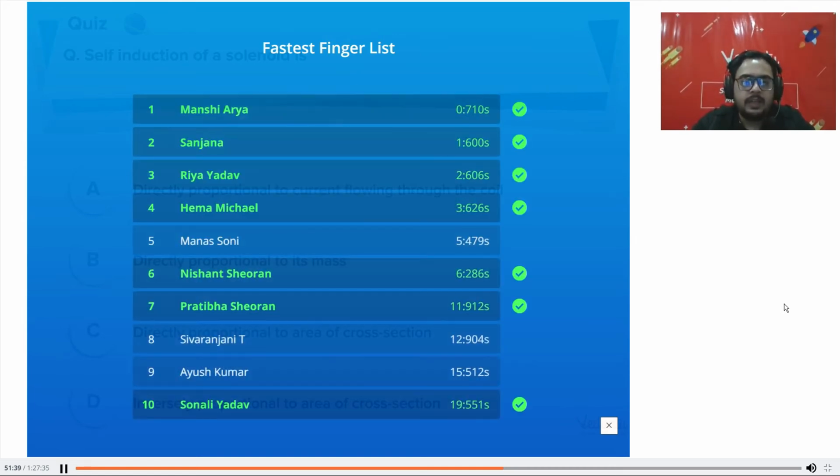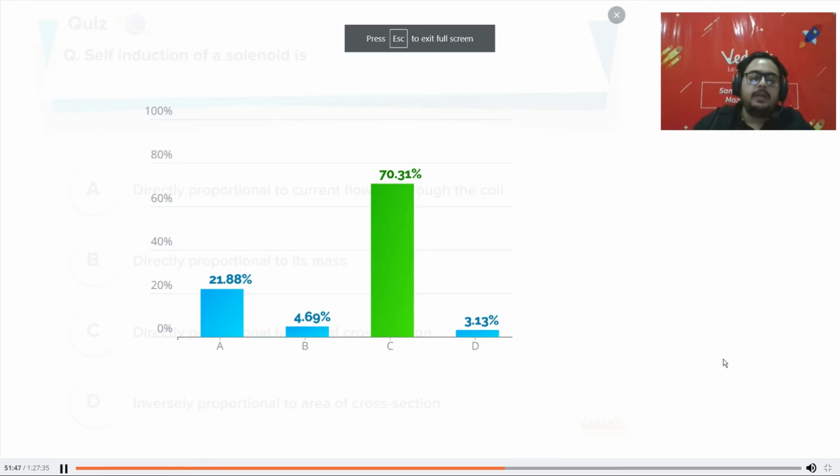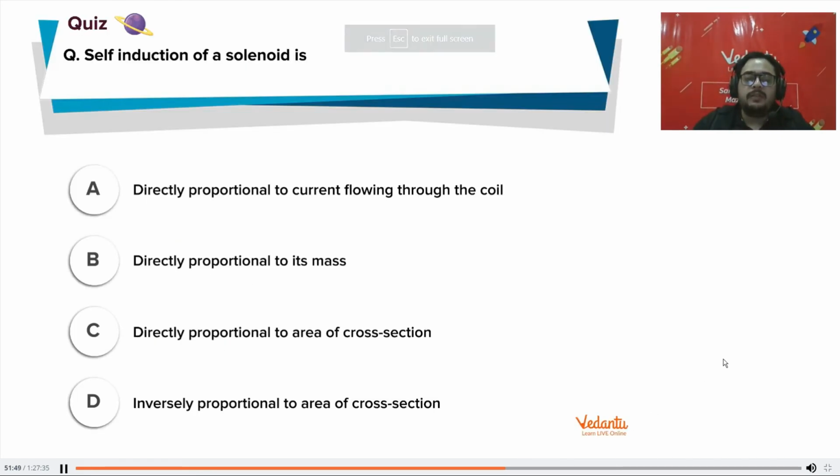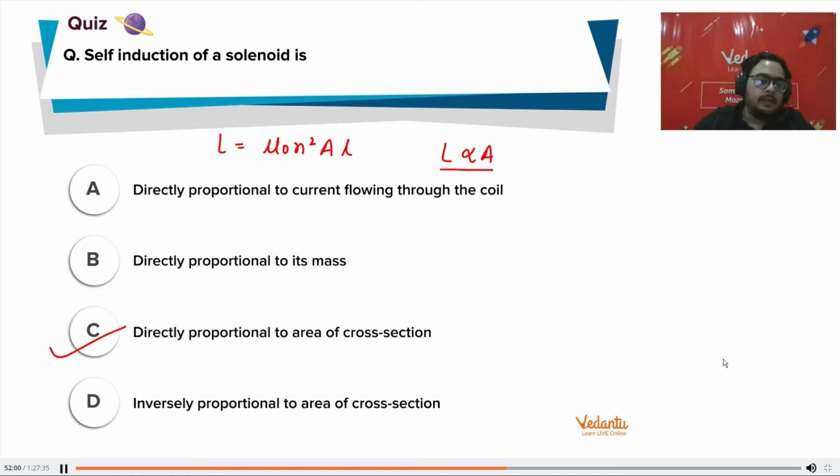Kishan, Yuvraj, Sherdil, Anish, Tarun, Nagnath, Harshul, Laksh, and Mansi. 70%. Awesome. So the formula for self-inductance of a long solenoid is mu naught n square Al. So it is directly proportional to the area of cross section. That is option number C. Any doubt, please ask. Anything? Nothing, all good.